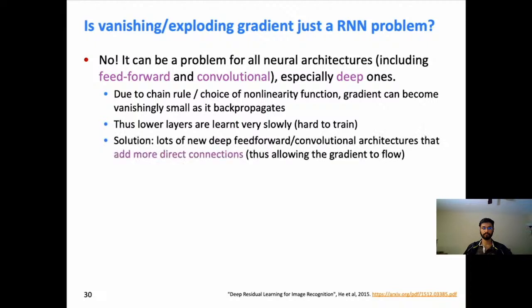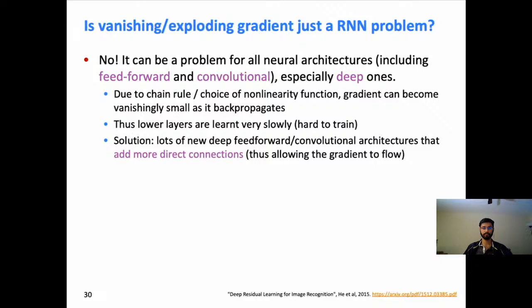One solution, a family of solutions that we've seen in recent years, is that there have been lots of proposals for new types of deep feed-forward or convolutional architectures. What they do is add more direct connections in the network. The idea, as we talked about before, is that if you add all of these direct connections between layers, maybe not just adjacent layers but layers further apart, then it makes it much easier for the gradients to flow, and you're going to find it easier to train your network overall.